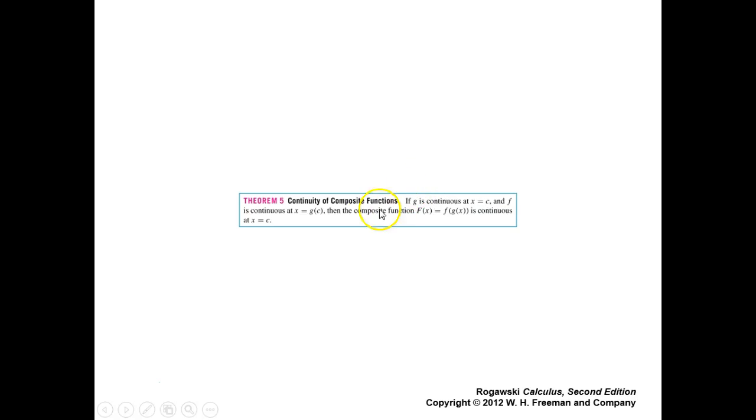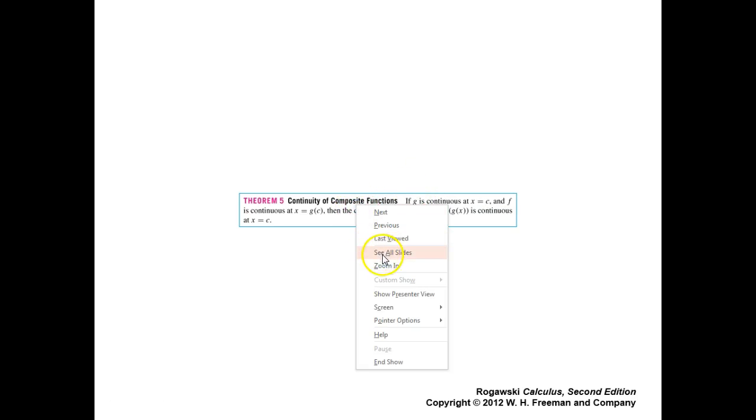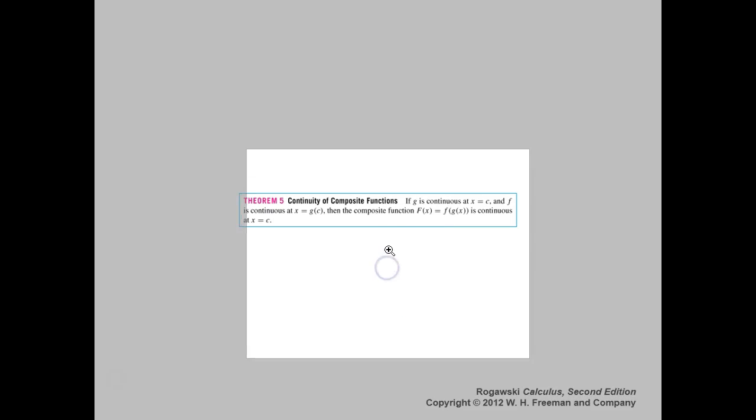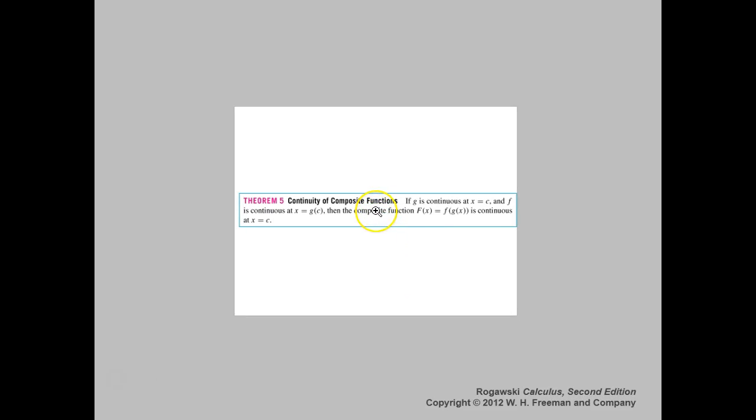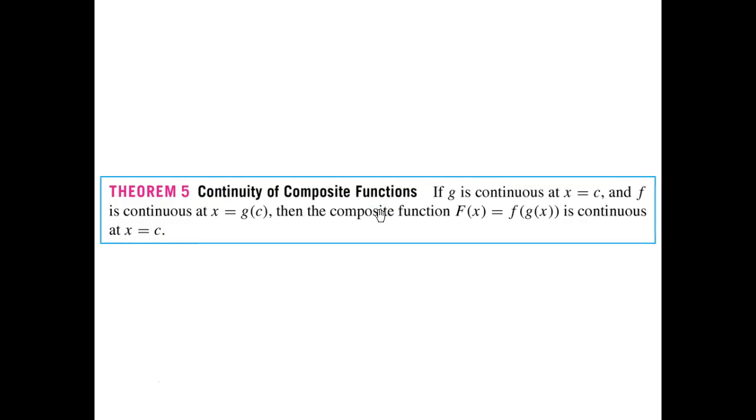Now, let's go to Theorem 5 here. Lots of theorems, lots of blah, blah, blah with very few examples. Sorry about that. Here's Theorem 5. Composite functions. If g is a function that's continuous at x equals c, what does that mean? G is continuous at x equals c. Tell me what that means.